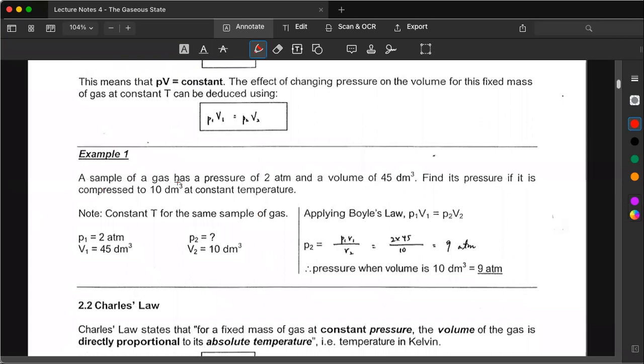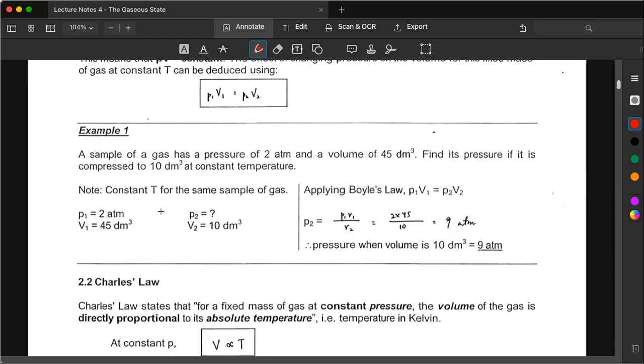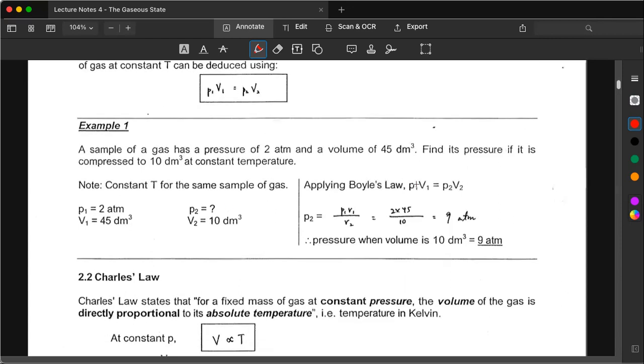The sample of a gas has a pressure of 2 atmospheric pressure and a volume of 45 dm3. Find its pressure if it is compressed to 10 dm3 at constant temperature. Note, the temperature is constant for the same sample of gas. So we can directly use Boyle's law to help us solve the question.